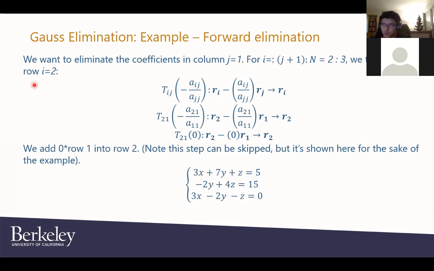So for the first of those rows, i equals 2, we take the transformation T_ij of the elements, negative a_ij over a_jj, to row i. We will go through that more slowly below. This transformation means row i minus a_ij over a_jj of row j, and assign that to row i. That's how you read this. So what do I mean by this?